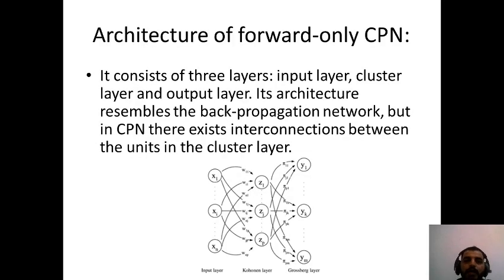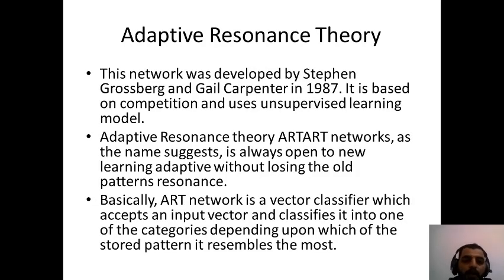Further, the architecture of forward only CPN consists of 3 layers. The first one is the input layer, the second one is the cluster layer, and the third one is the output layer. Its architecture resembles the back propagation network, but in CPN there exist interconnections between the units in the cluster layer. Now, moving forward, what is adaptive resonance theory?